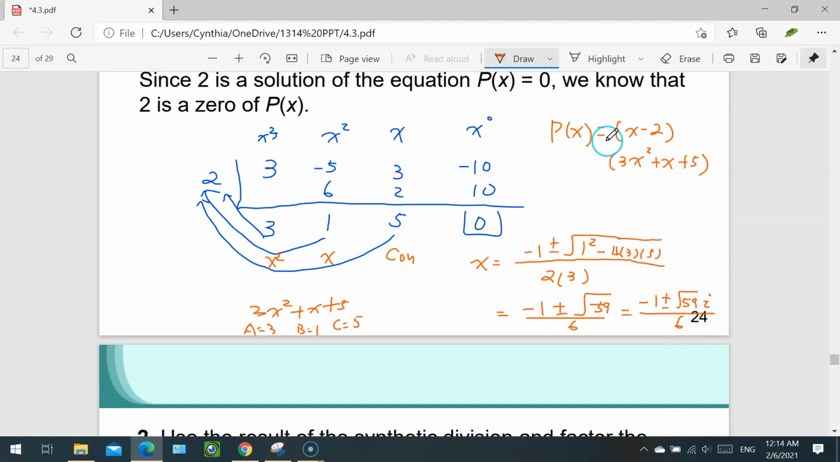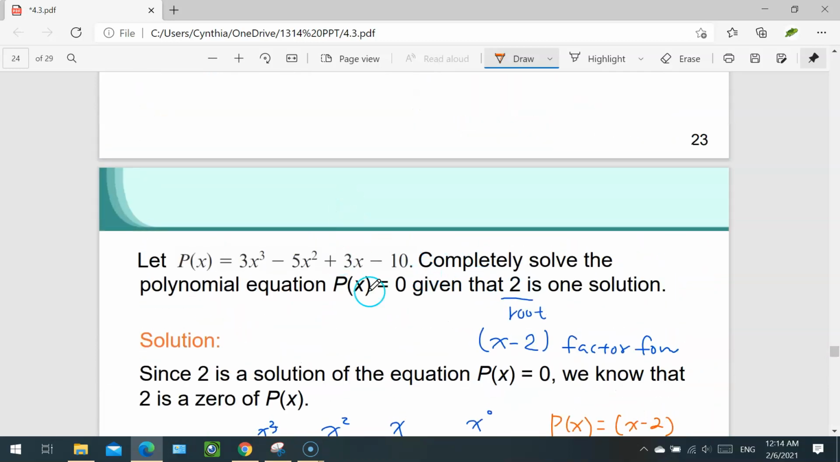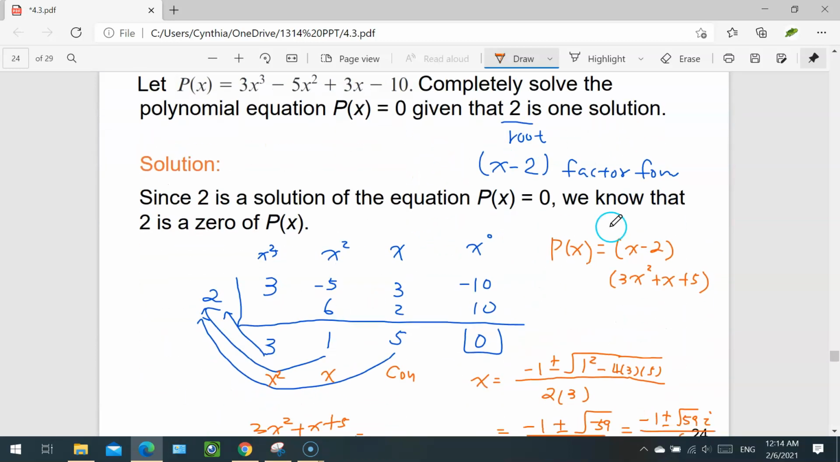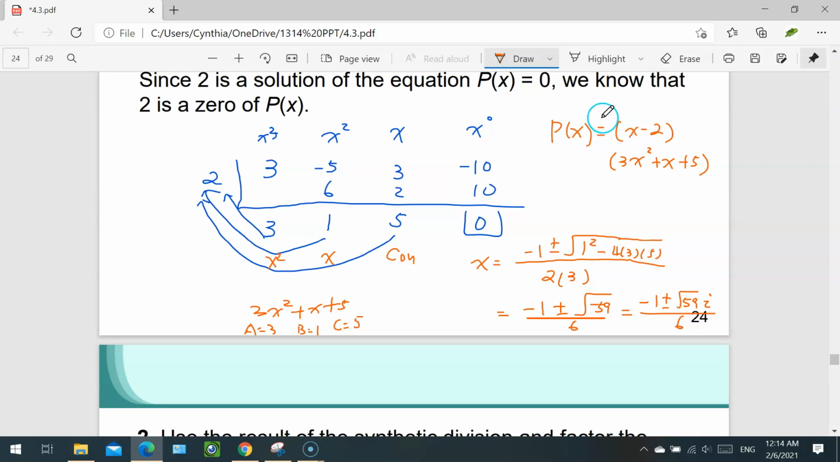So solving this polynomial function, we have one solution, which is 2. From this factor form, we find x equals 2. For this other factor, we use the quadratic formula to find x equals negative 1 plus minus root 59 i, with the i outside, over 6. So you have 3 solutions: 1, 2, 3. Here it is plus minus.